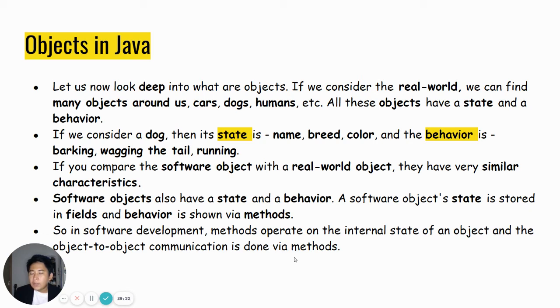So every object has a state and a behavior. And if you are talking about two or three or more objects, and you want them to connect or communicate with each other, you can communicate using their methods.